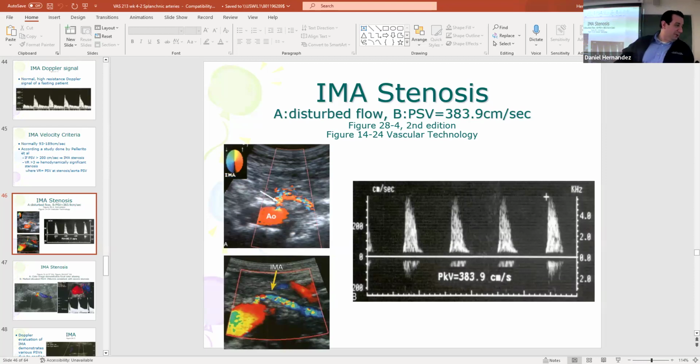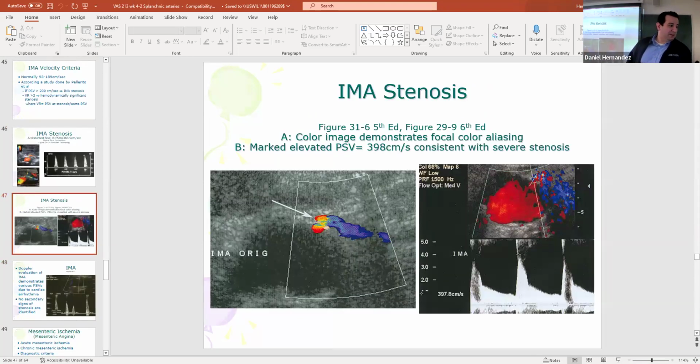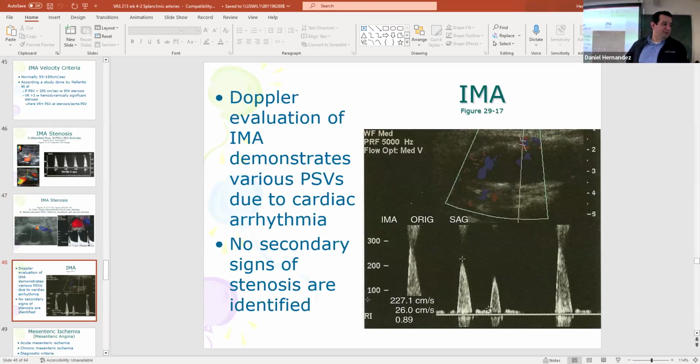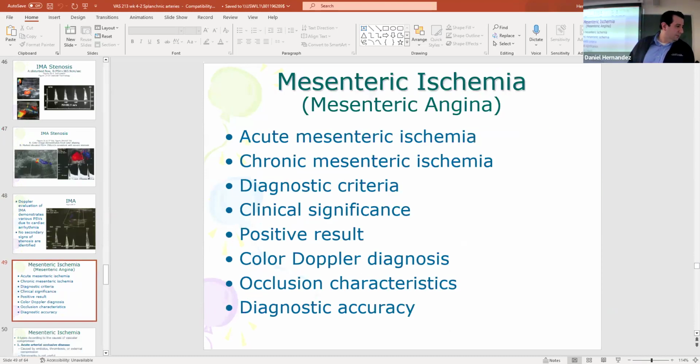Oh yeah, so that's kind of segueing into mesenteric ischemia. All right, so mesenteric ischemia, we said there's two different kinds. We have acute mesenteric ischemia versus chronic mesenteric ischemia. Acute mesenteric ischemia is sudden onset. So someone who's never had any symptoms before, no complaints, no digestive complaints, no issues with anything.